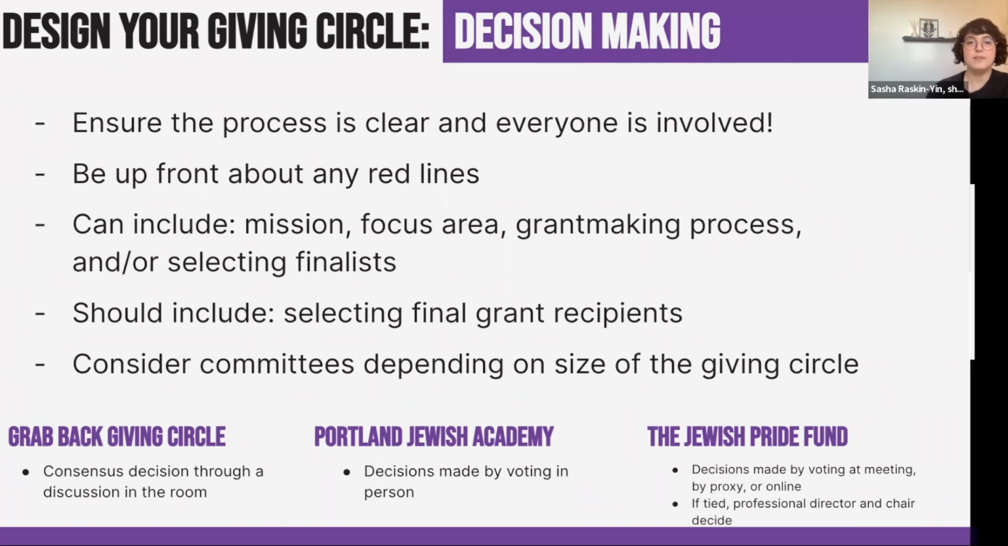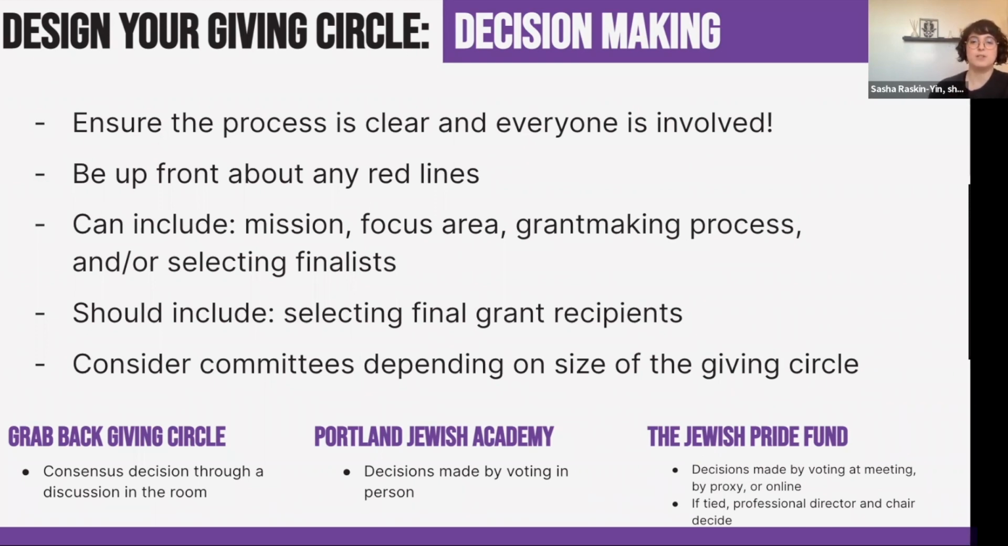In designing your giving circle, you will also decide how many decision points participants make versus leadership making. You'll need to build in time and process for each decision point your giving circle comes to together, or ensure that your giving circle leaders are in agreement and clear on the things decided in advance. Participants should always select the final grant recipient, but it's up to you whether participants or leadership or committees make the decisions on the mission of the giving circle, the focus area, the grant making process, and the finalists.